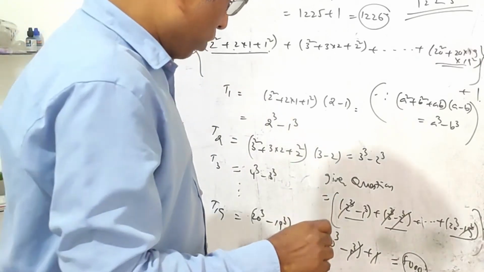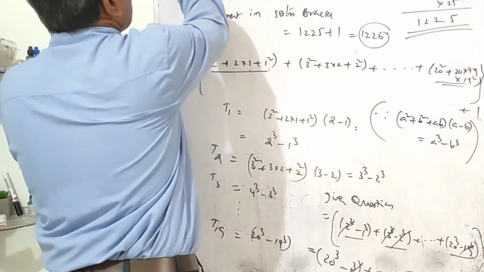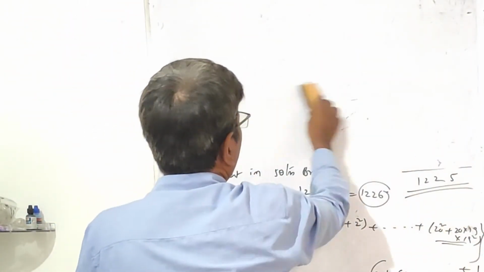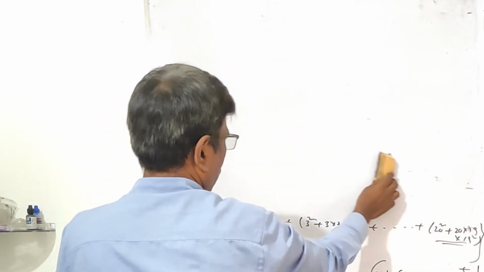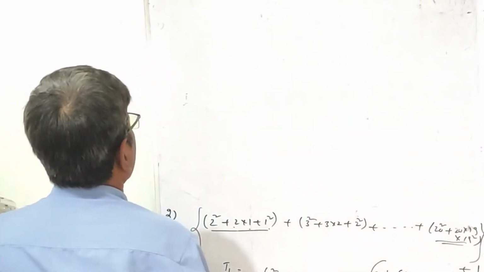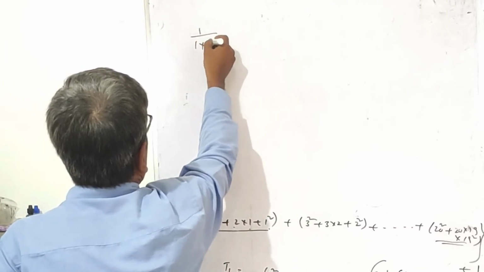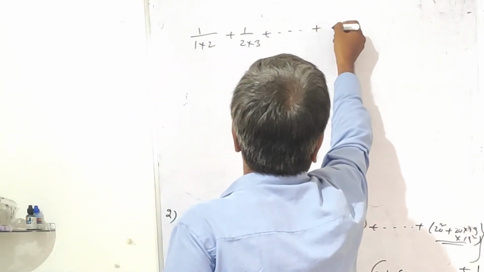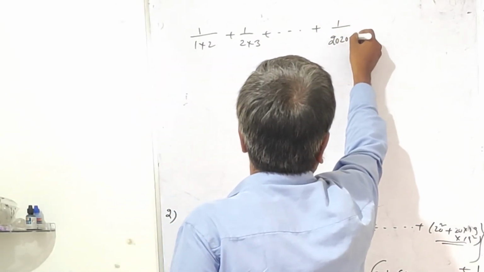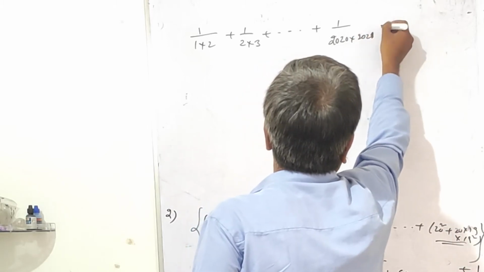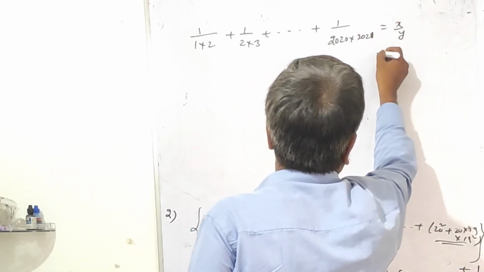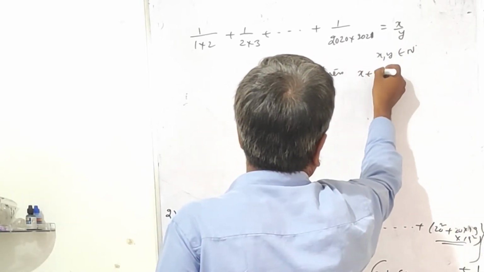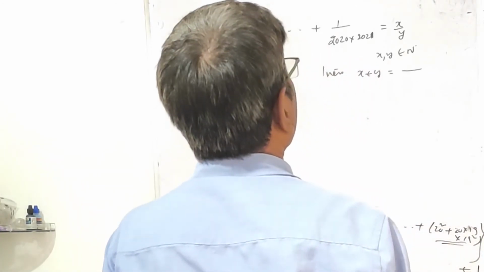So one more question based on simple concepts is given like this. 1 by 1 into 2, plus 1 by 2 into 3, and so on, up to 1 by 2020 into 2021 equals x by y, where x, y are natural numbers. Then x plus y equals dash. This is the question given.